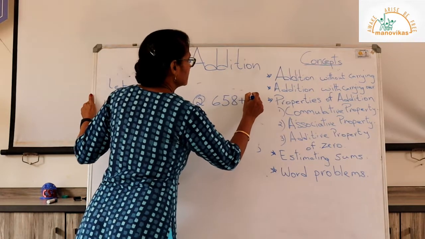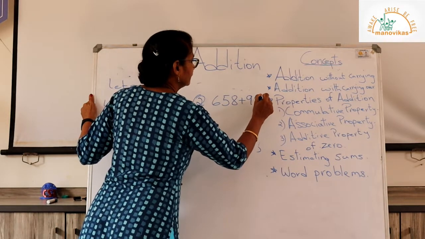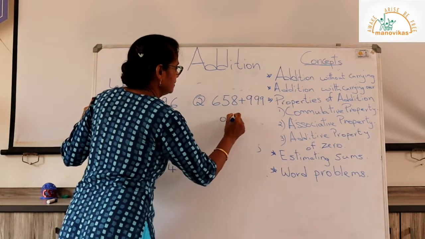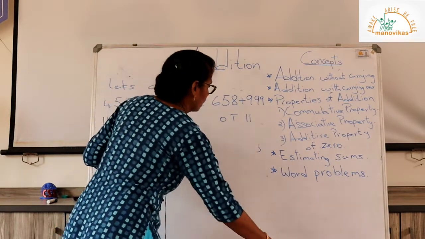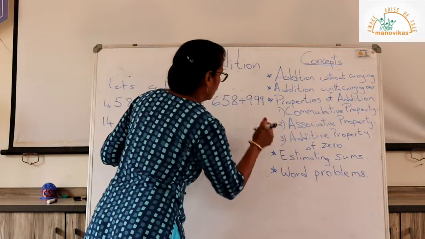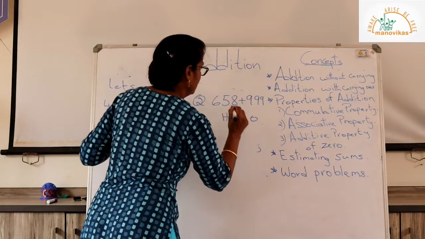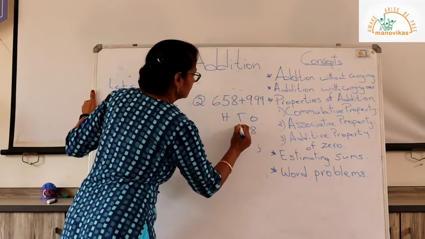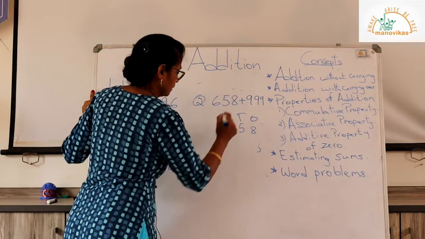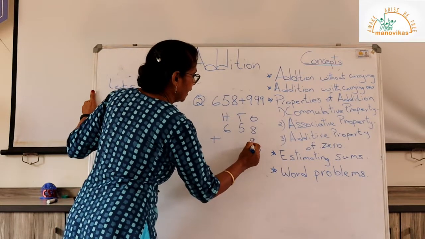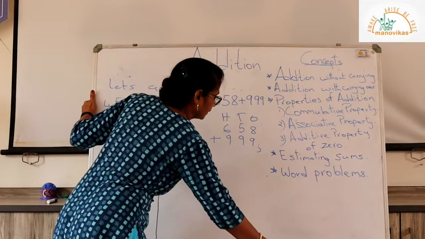658 plus 999. So ones, tens, hundreds. You have 8, 5, 6. Put the plus sign. 999.